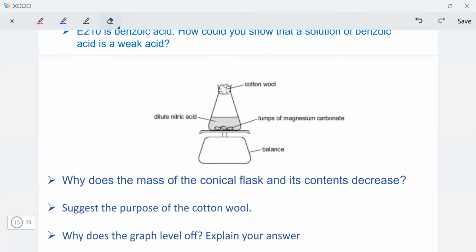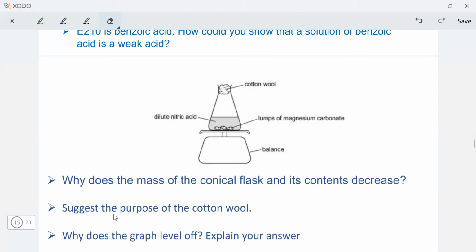One of them is to allow the gas to escape, and the other function is that it stops the acid from being lost and from splashing. Sometimes they're going to ask you, split this question into two parts. Sometimes they ask, why don't I use a sponge instead of cotton wool? In this case, you say to allow the gas to escape. If they ask, why don't I leave the flask totally open? This is to prevent the splash and loss of the acid.